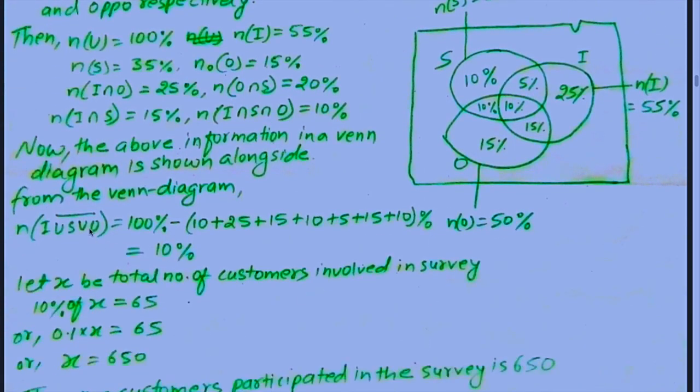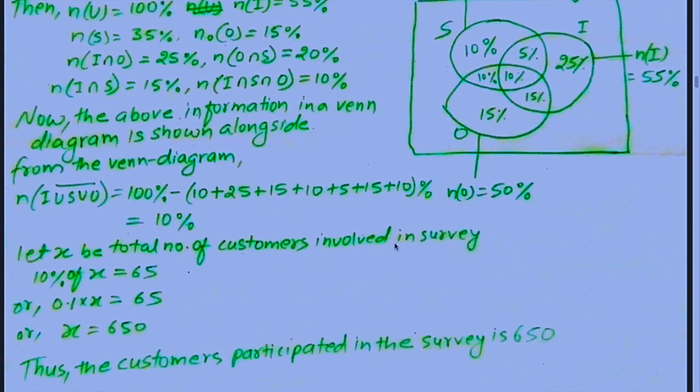Now, from the Venn diagram, we are using n of (I union S union O) complement equals 100% minus the sum of all regions. Using all three: 10, 5, 25, 10, 10, 15, and 15. So 10 plus 25 plus 15 plus 10 plus 5 plus 5 plus 10% equals 10%. Let X be the total number of customers involved in the survey. Then 10% of X equals 65, so 0.1 of X equals 65, or X equals 650. Thus the number of customers who participated in the survey is 650.